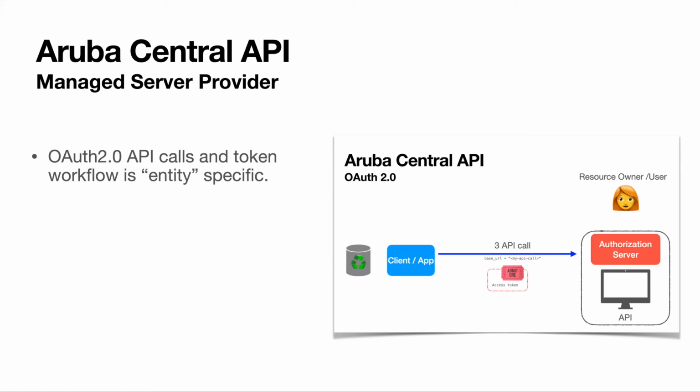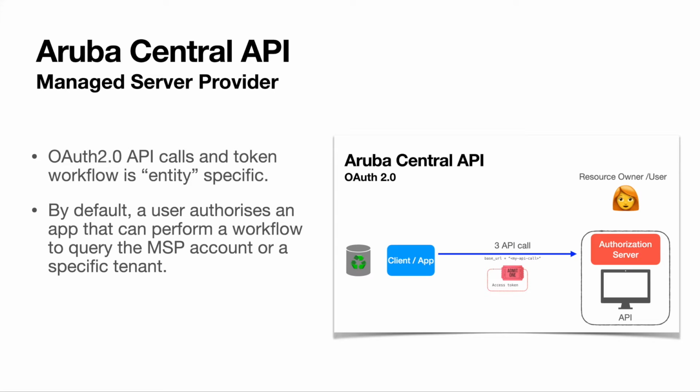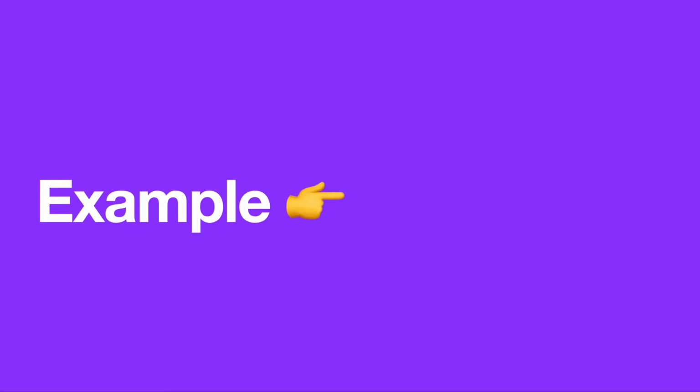Now, the thing is, in MSP mode, the token workflows are entity specific, and by entity, that's just a name that I'm giving to an MSP account or a tenant account. So when the user authorizes an app, which can then run through the authorization workflow, that workflow receives a token which can query an MSP account or a specific tenant. The workflows do not result in some kind of all-seeing token that can query the MSP account and the various tenants. The tokens are specific to the MSP or a specific tenant. Let's jump over to Central and I'll show you an example of this.